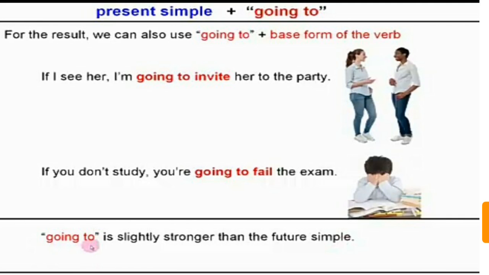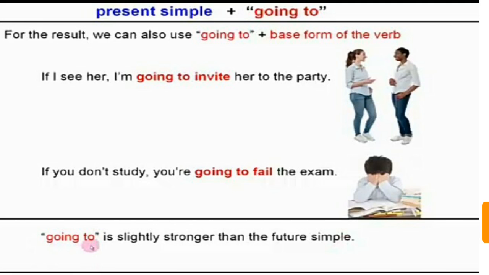Present simple plus going to. For the result, we can also use going to plus the base form of the verb, that is the first form of the verb. If I see her, I'm going to invite her to the party. If you don't study, you're going to fail the exams. Now, in both of these examples, you can see that the condition clause starts with the word if, but after the comma, the result clause follows with the base form of the verb, and we have used the phrase going to.